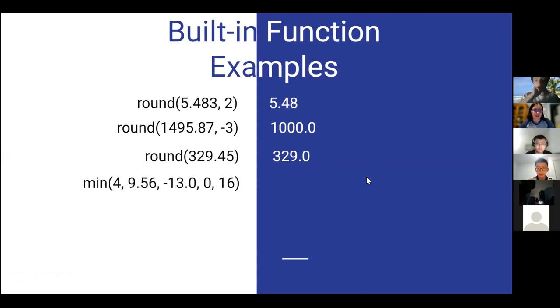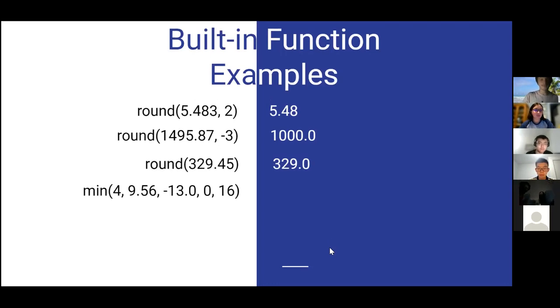Sorry, again, a quick clarification. If there are no digits, this is my own fault, it is 329. So it rounds it to the nearest integer, not the nearest float. Yeah, thank you for clarifying that. So just to be clear, when you don't put in the second argument for round, it will just return an integer. So that is 329. Now minimum, what will this function give you?